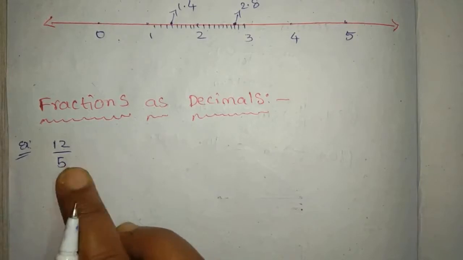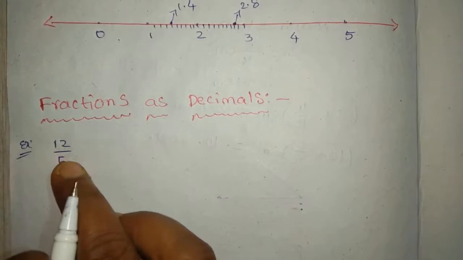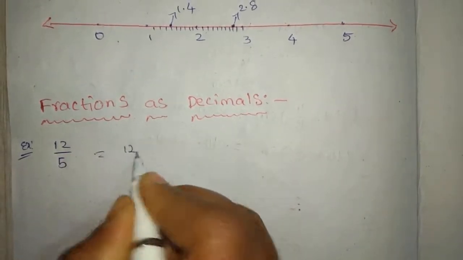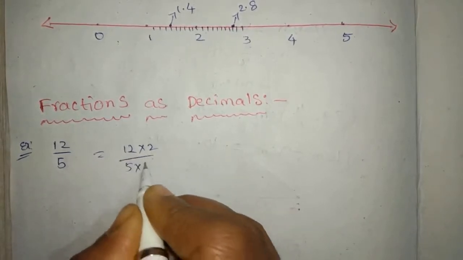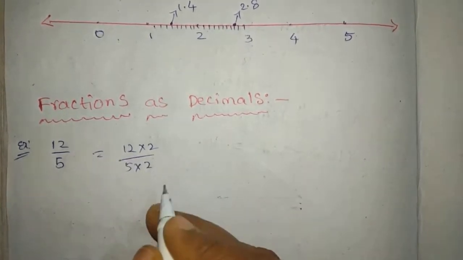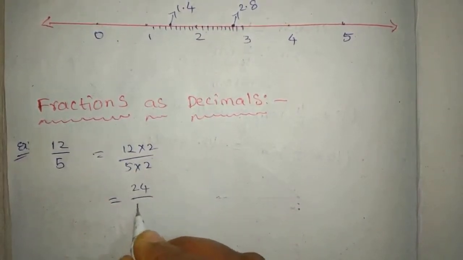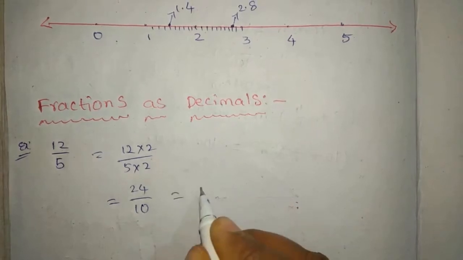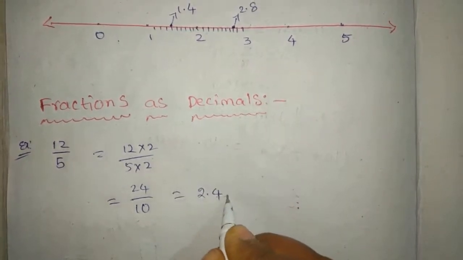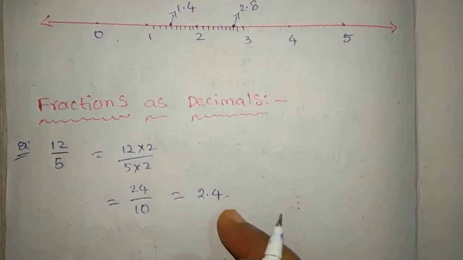Here 5 twos are 10. So we multiply the denominator and numerator by 2. That is 12 into 2 by 5 into 2. So 12 twos are 24 by 5 twos are 10. So here the denominator is 10. So this can be written as 2.4 in the decimal number.